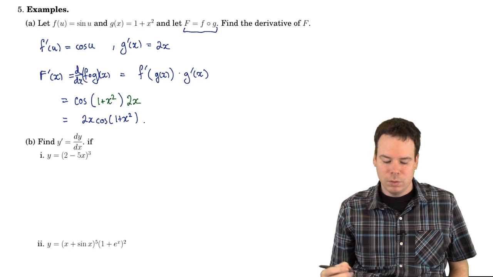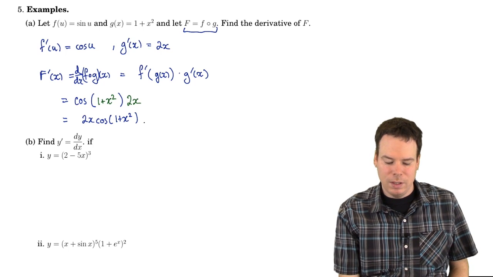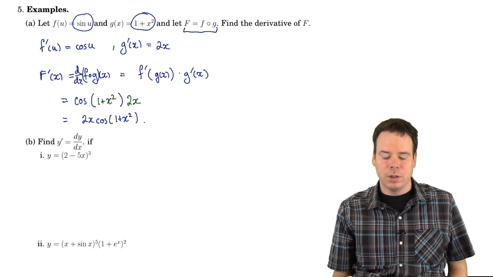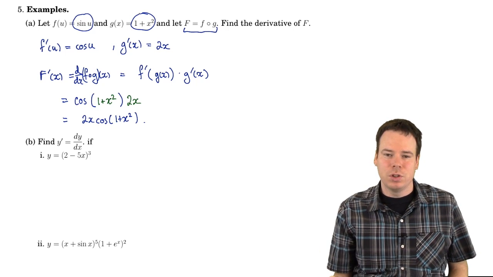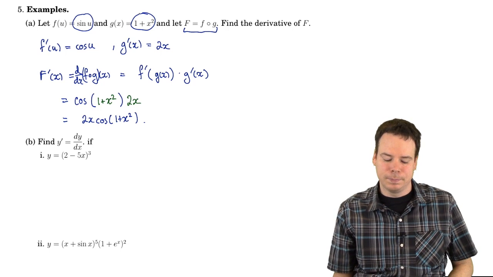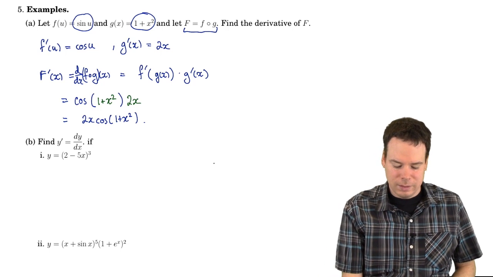Okay. So again, we need to know the derivatives of the individual pieces, derivative of sine and the derivative of this polynomial. And once we have those, the chain rule tells us how to reassemble those to get the derivative of the composition. Let's look at the next example.